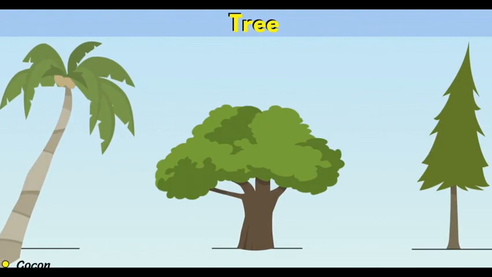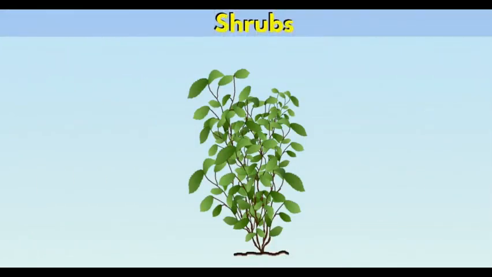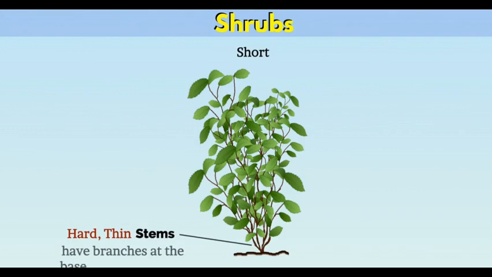Examples: coconut tree, neem tree, ashoka tree, mango tree, pine tree, banyan tree, etc. Shrubs. Some plants are short. They have a hard but thin stem. Usually, the stem has branches at the base near the ground. Such plants are called shrubs.